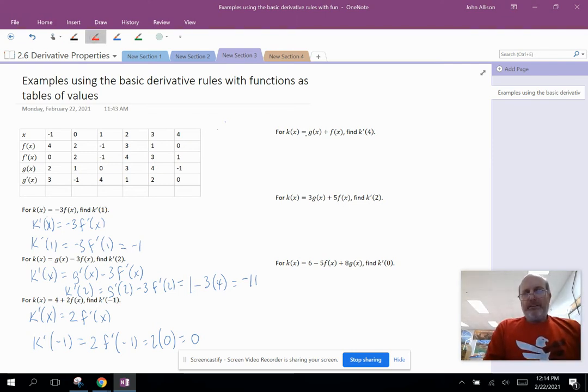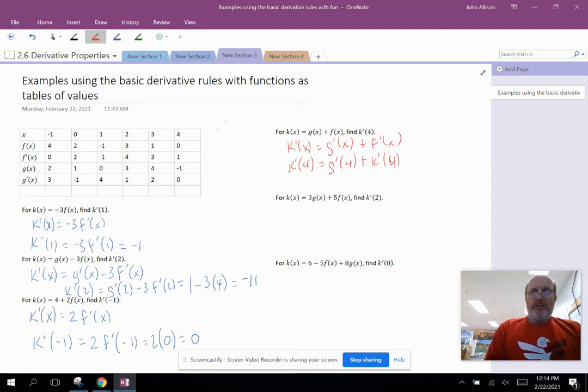Over here, we got k of x is equal to g of x plus f of x. So we know k prime of x is equal to g prime of x plus f prime of x. And therefore, k prime of 4 is equal to g prime of 4 plus f prime of 4.